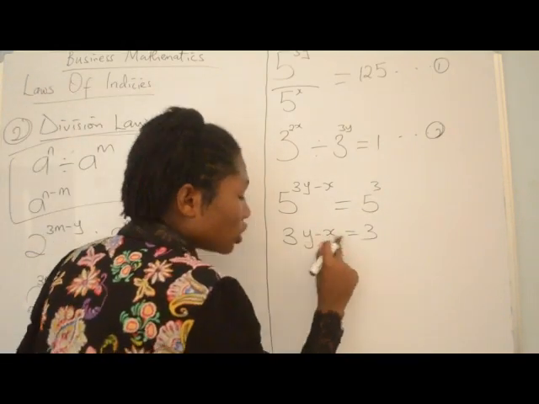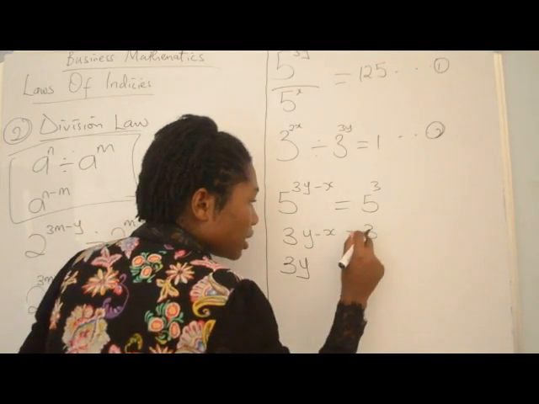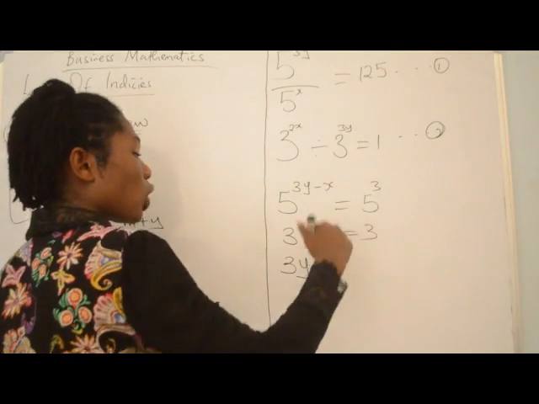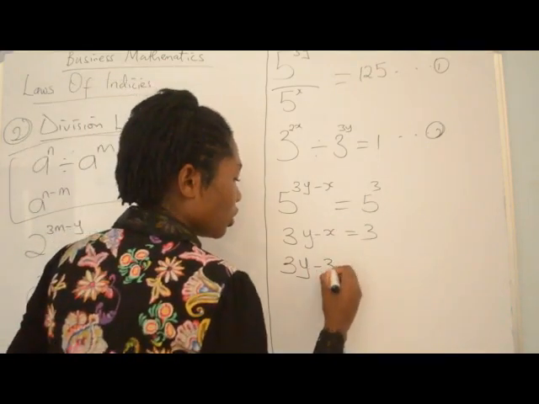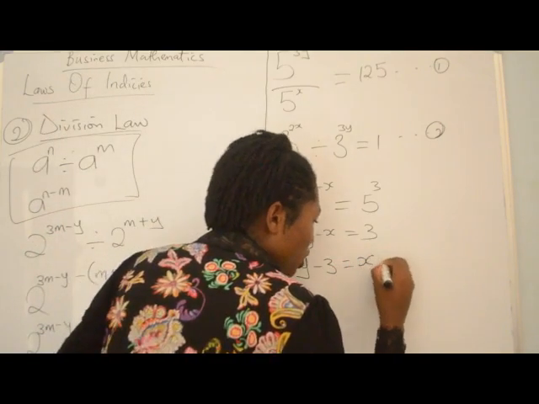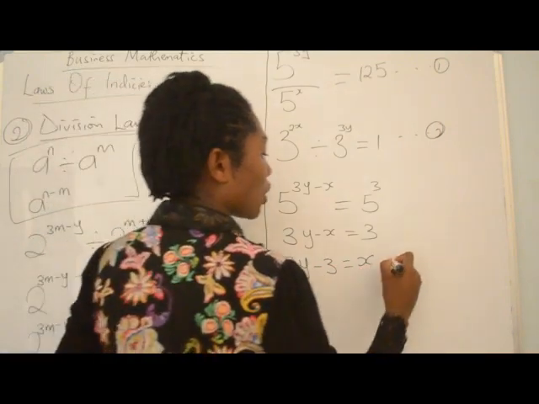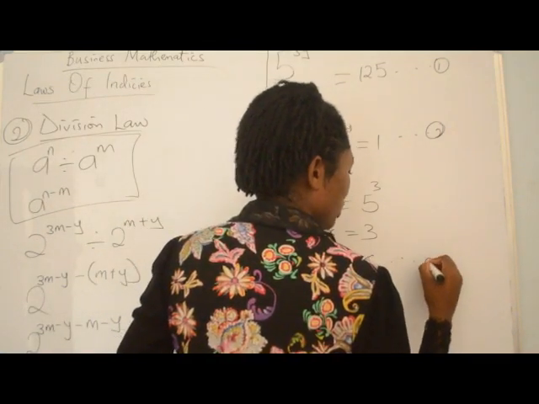So if our minus crosses over the equal to, it will become plus. We'll be having 3y. This is positive. Since if it comes over the equal to, it will become negative. Alright, so we'll be having minus 3 equal to positive x. Now our x is equal to this. We can call this equation A.